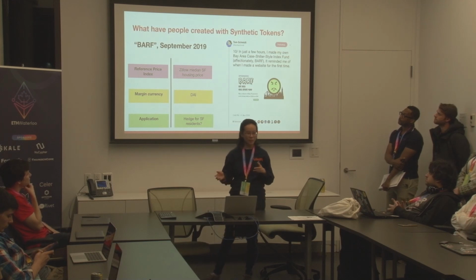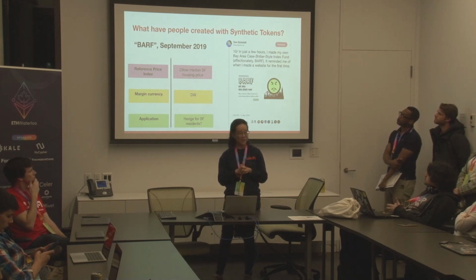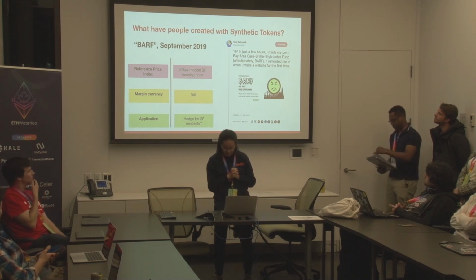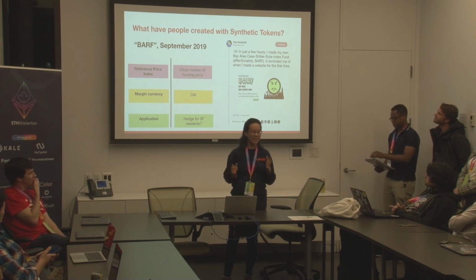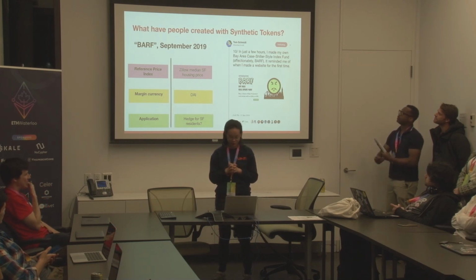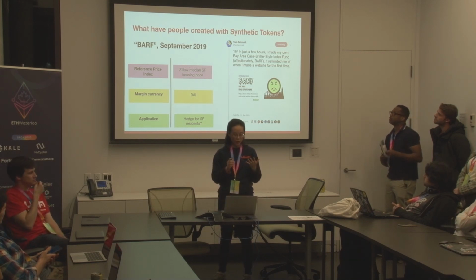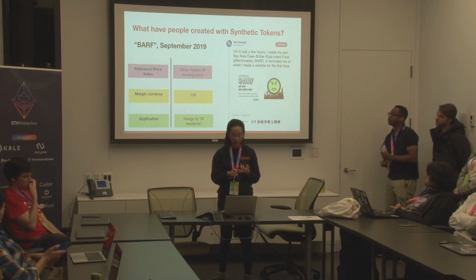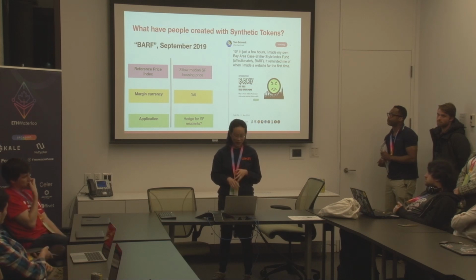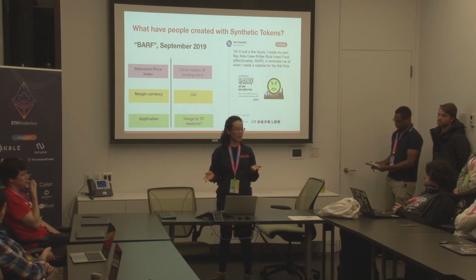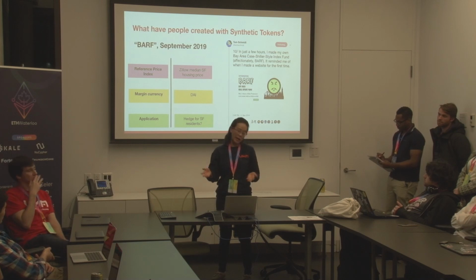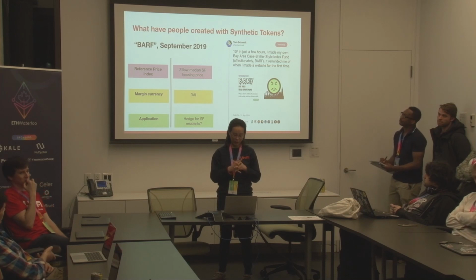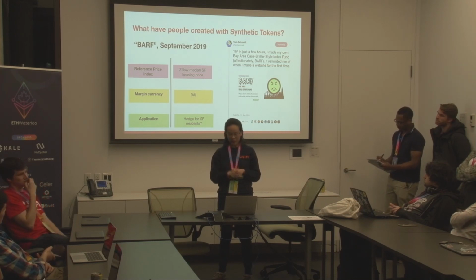So Tom Schmidt from 0x created a really cool synthetic token that he called BARF, Bay Area Real Estate Fund. It's like a synthetic REIT, if you're familiar with REITs in traditional finance. In that case, he chose a reference price index of the Zillow median SF housing price. He chose a margin currency of DAI, and that could maybe be a hedge for SF residents, right? As the cost of housing goes up, maybe they hold this token that hopefully gives them some appreciation in case they have to pay more in rent.